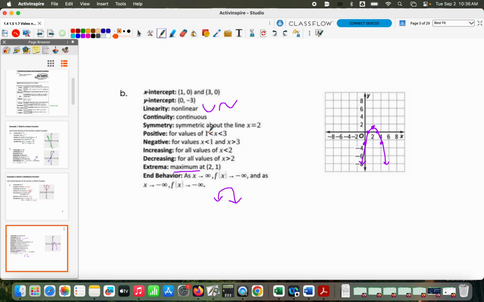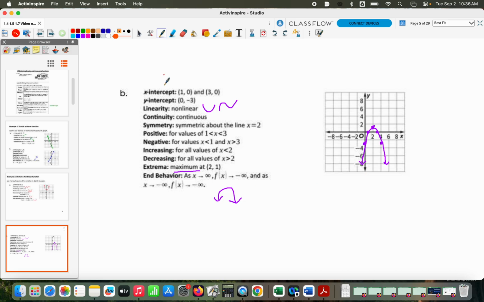It's positive between 1 and 3. So between 1 and 3, it's going to be above the y-axis. Everywhere else, it's negative. Less than 1 and greater than 3, it's negative. That's giving me some hints. It's increasing for x less than 2. So right here, 2. I know that looks like it's going down, but left to right, it's increasing, gets to the highest point at a maximum of (2, 1), and then goes back down.